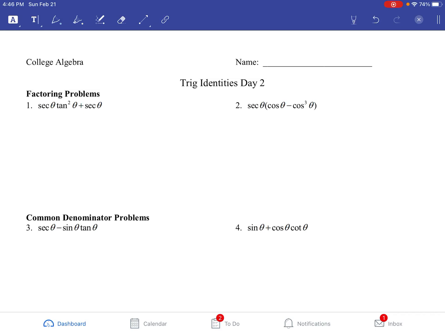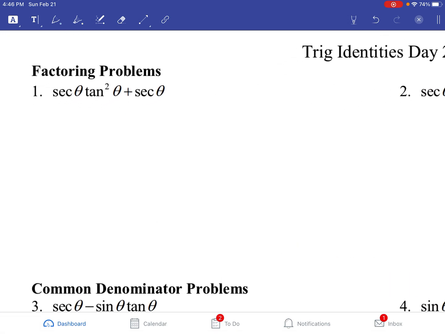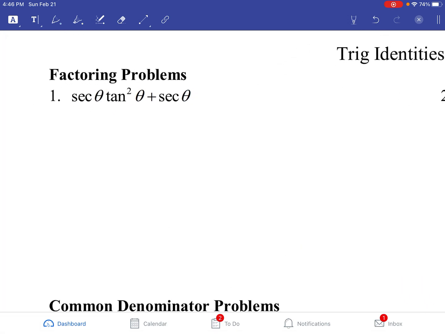Now on day 2 of trig identities, we're going to show you some strategies that you can use when you get to some of the more complicated versions of these problems. The first two that we're going to look at are factoring versions.